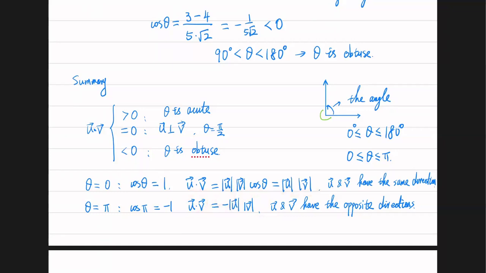Let me give a picture of this one. It will be like this. One vector, another vector. Wait, aren't they opposite directions? Oh, I'm drawing another one. So I call this u, v. They're the same direction.